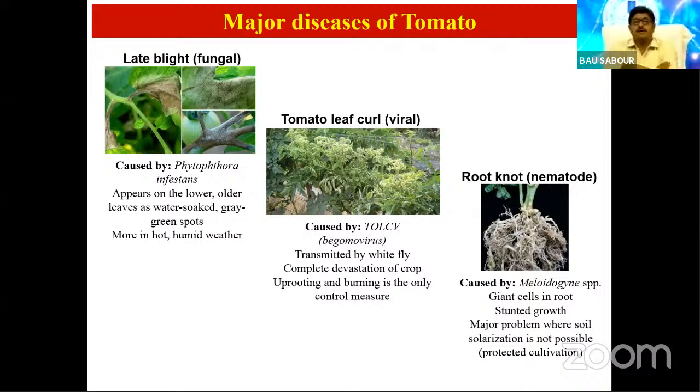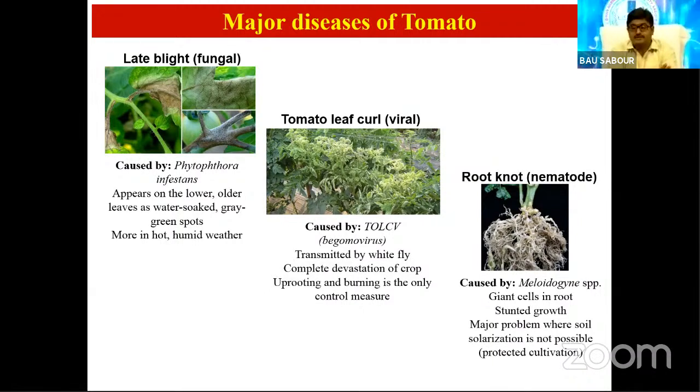So let's look at the major diseases that occur in tomato. The first one is late blight, caused by Phytophthora. The second one is leaf curl, the most devastating disease of tomato, caused by a begomovirus, which is transmitted by whitefly, and it can cause up to 100% yield loss in the course of the crop. Uprooting and burning is the only measure when it has occurred in your field. You can check the transmission by whitefly by application of some insecticides. But if the transmission is already there and the crop is infected, then uprooting and burning is the only possible measure that you can take.